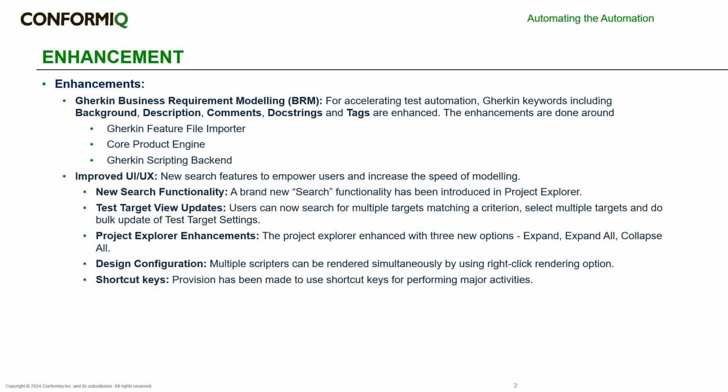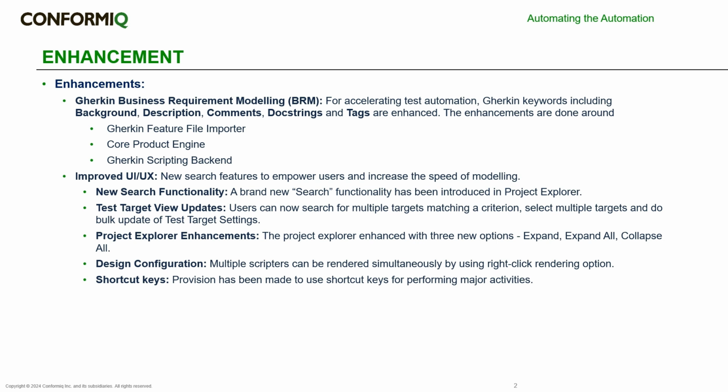So coming to the Gherkin business requirement modeling, the BRM enhancements. Now for accelerating the test automation, the Gherkin keywords including the background, description, comments, doc strings, and tags have been enhanced. These enhancements are done around the Gherkin feature file importer, the core product engine, and also the Gherkin scripting backend.